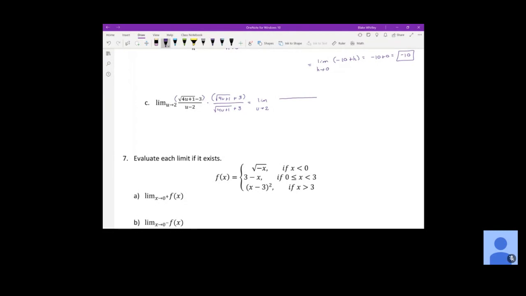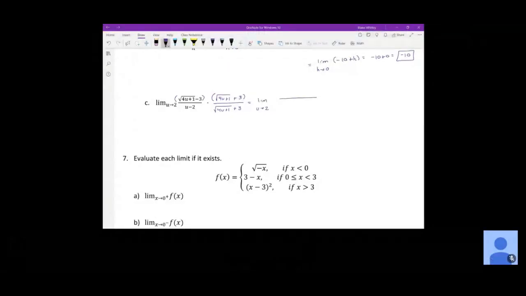Anybody else got a black screen? Yours too? All right, give me just a second. See if I can fix it. Okay. Is it back now? Good. Perfect. All right.